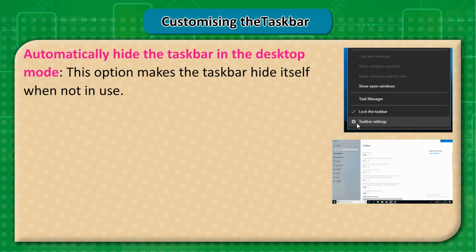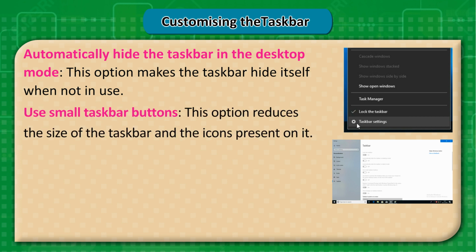Automatically hide the taskbar in the desktop mode. This option makes the taskbar hide itself when not in use. Use small taskbar buttons. This option reduces the size of the taskbar and the icons present on it.